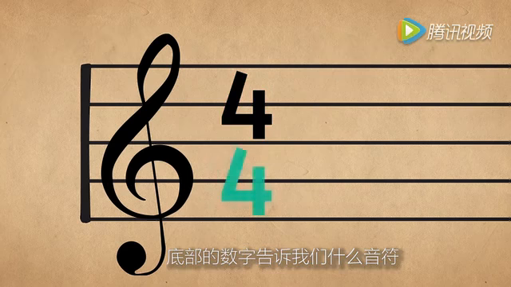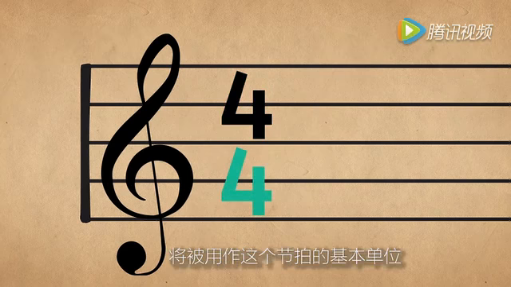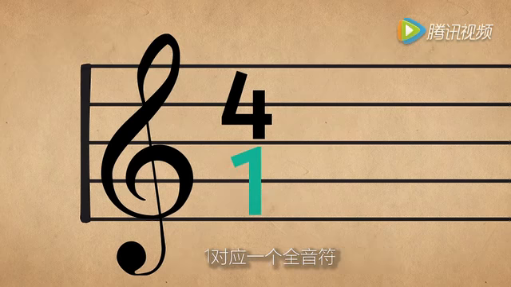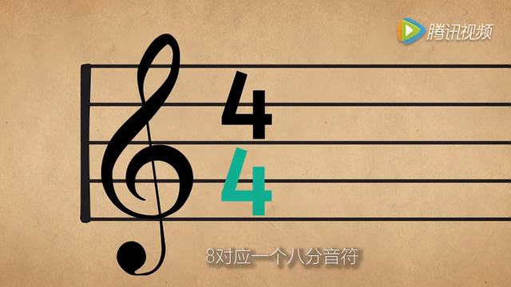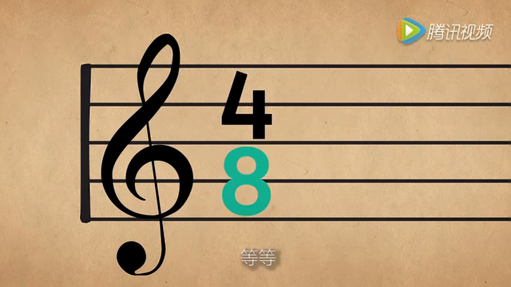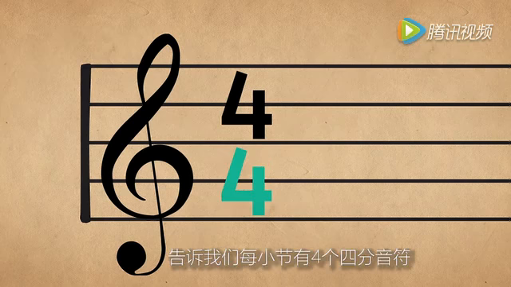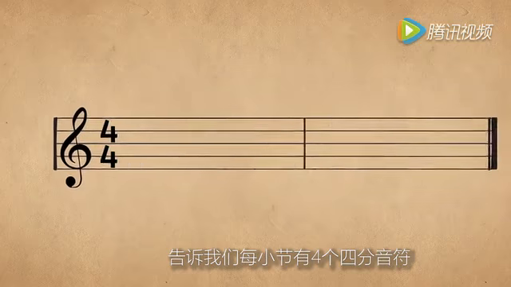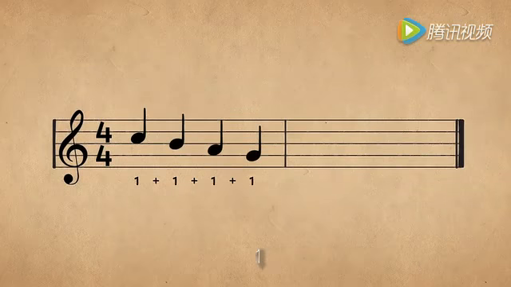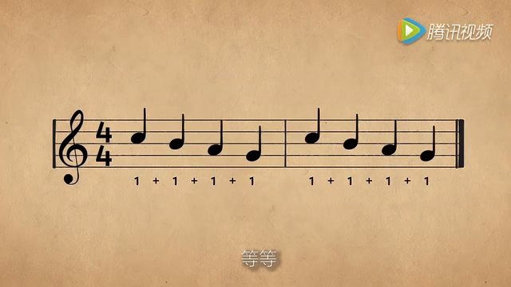The bottom number tells us what kind of note is to be used as the basic unit for the beat. 1 corresponds to a whole note, 2 to a half note, 4 to a quarter note, an 8 to an 1/8 note, and so on. So this time signature here tells us that there are 4 quarter notes in each bar. 1, 2, 3, 4, 1, 2, 3, 4, and so on.